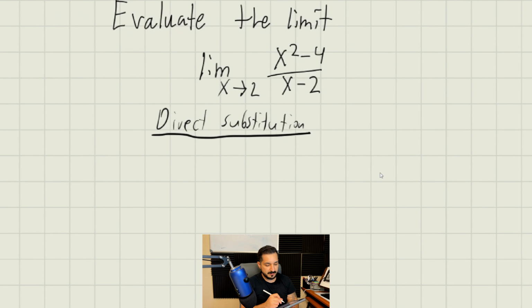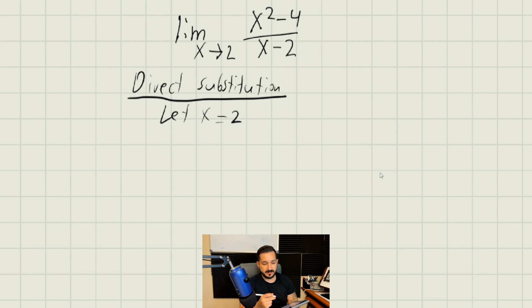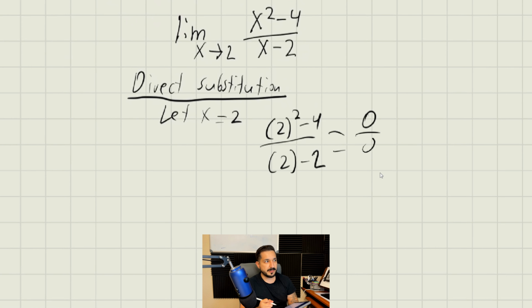So using direct substitution, we're going to let x equal 2. And then we're going to plug that in for the variable x in our equation. So in this case, it's going to be (2 squared minus 4) over (2 minus 2). And 2 squared is 4. 4 minus 4 is 0. And then 2 minus 2 is also 0. So we get 0 over 0.